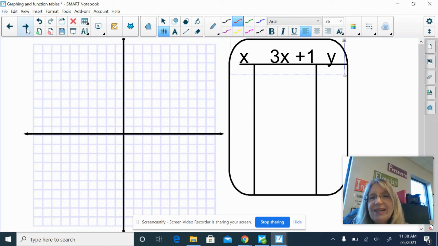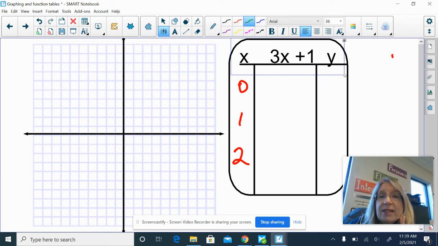All right, this one is called a function table. A function table really helps when we have a pattern. For example, this in real life would be something like $3 per hour plus a $1 tip. Okay, so in our example, I'm just going to keep it simple and pretend X is only positive. If X is 0, if X is 1, and if X is 2.